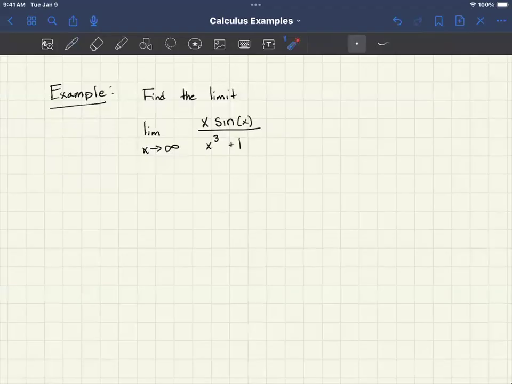I'm Dr. Finch. Today we're going to look at the limit as x goes to infinity of x sine of x over x cubed plus 1. When we see something like this, our eyes should definitely be drawn to the sine of x. Notice we've got a trig function stuck inside of a polynomial divided by a polynomial. Whenever we see that, one theorem should be sticking out in your head, and that should be the squeeze theorem.